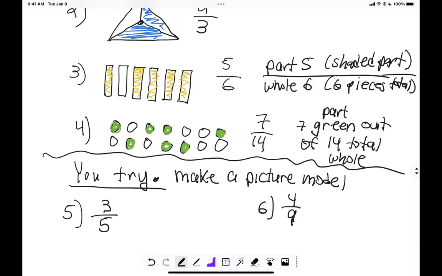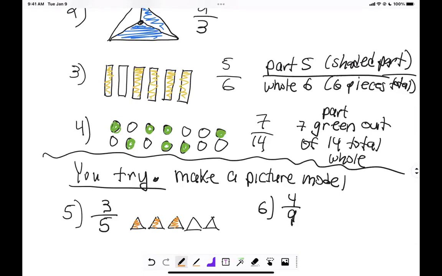Okay, so what kind of picture can you make? Anything you want. I'm going to make something different just to show you something different. If you're real artistic, you can have all kinds of fun with this. So I'm just going to make little triangles, and then I'm going to color them. I got 2, 3. Like that could be a model. It could be anything that has 5 things and you shade in 3 of them.